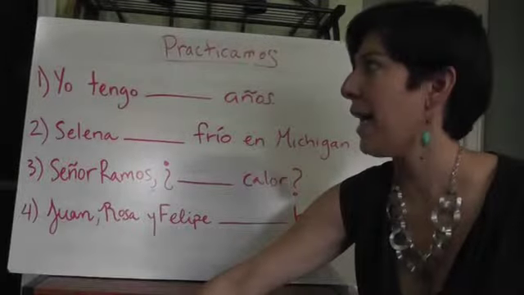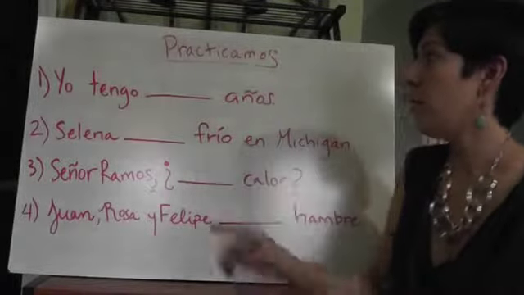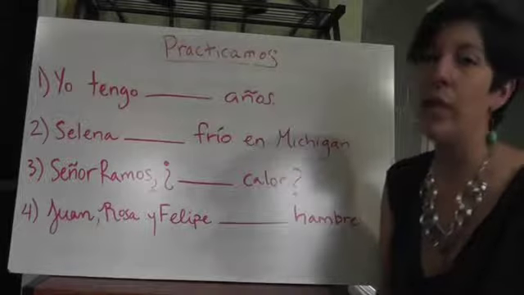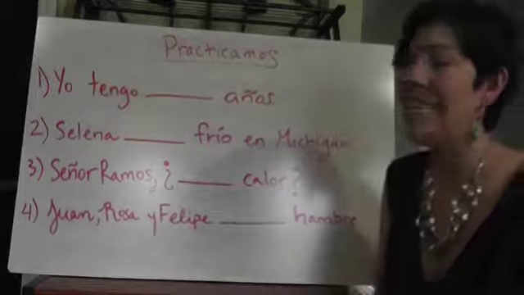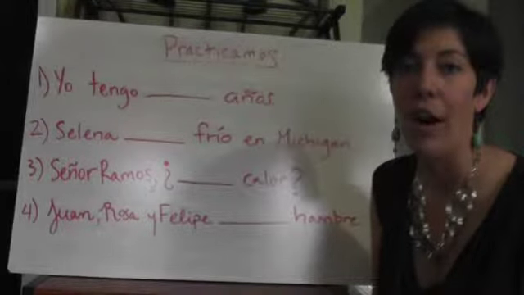And now here's your practice. All right, so yo tengo años. You would fill that in with your age. And for the other 3, you're going to conjugate tener to match the subject, all right?